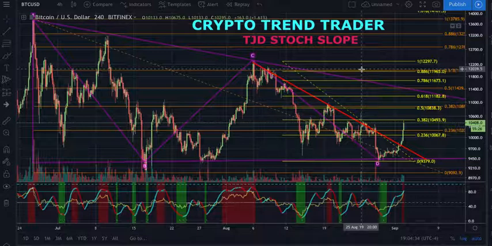So here you have it, the Crypto Trend Trader. This is the TJD Stoch Slope, and it's available on TradingView, absolutely free. And all you've got to do is just go search TJD, and there's a bunch of very nice indicators that are available for free. Feel free to check them out.